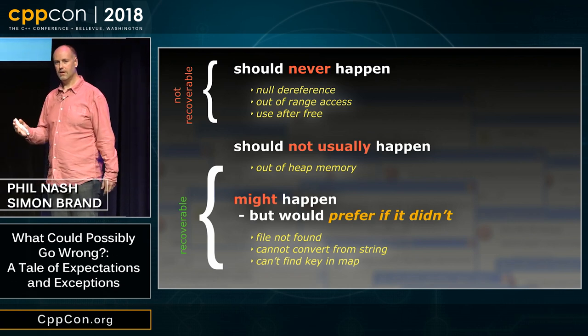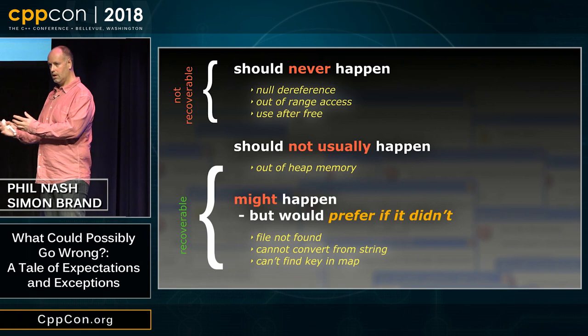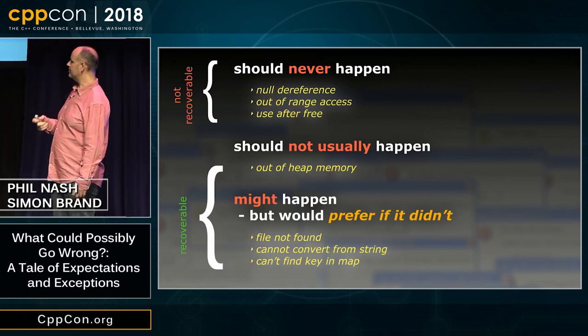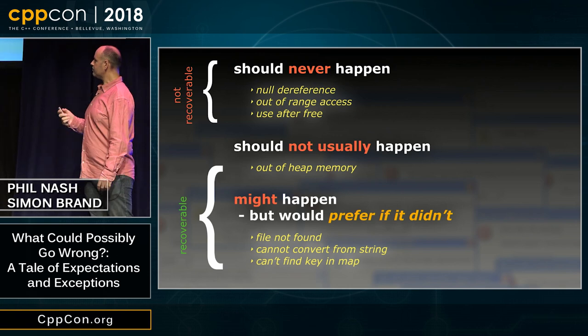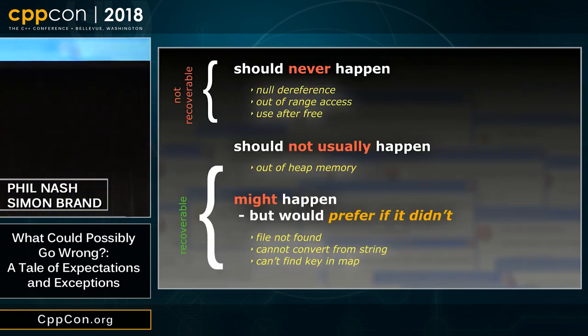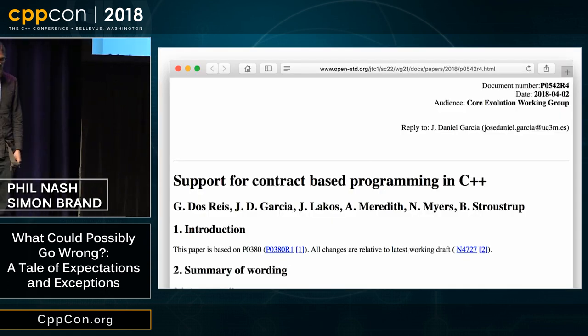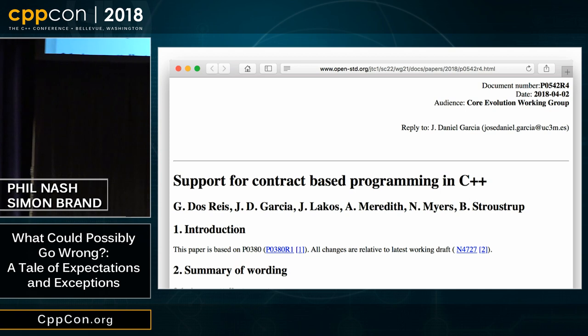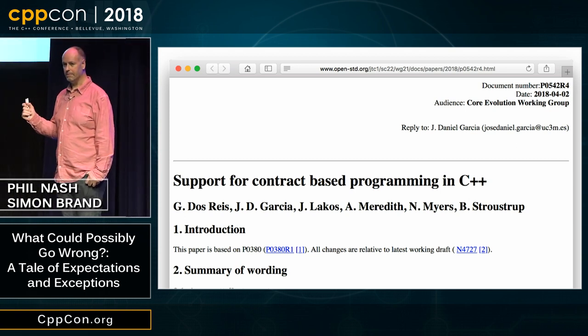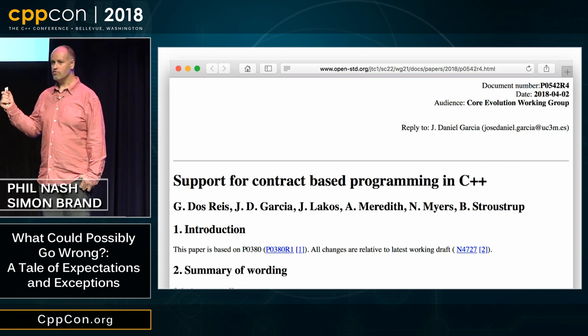By contrast, recoverable errors are recoverable. You anticipate them. You know they can happen. You'd rather they didn't, but you can work with that. You can carry on. So they're really the two categories that we're going to look at. So what actually should we use to deal with non-recoverable errors? Another great question. There's a proposal in flight for support for contract-based programming in C++, and that's exactly what this is all about. So I encourage you to go and read this.